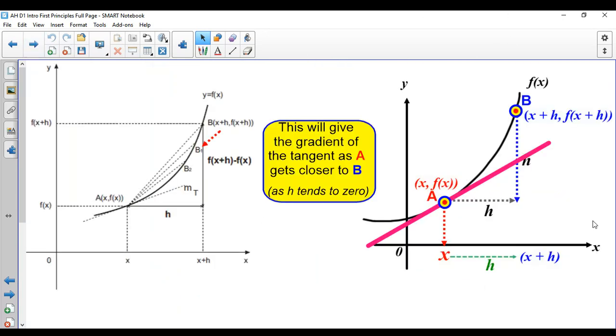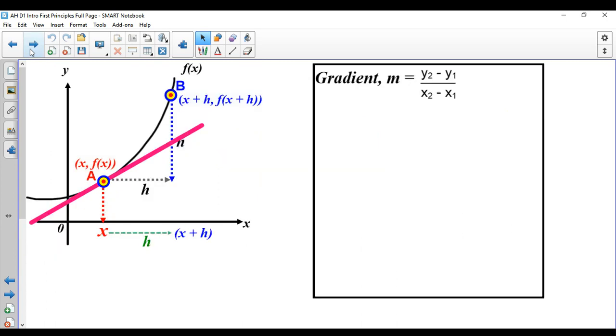What we've got here is the graph that I was using, except I put the line there so that you could imagine the tangent to the line at that point. And over here, I'm showing you that I'm getting closer and closer. The h is getting smaller and smaller, and this will give the gradient of the tangent as a and b get closer together. So eventually, you'll find the gradient. How do we do this? Through calculation of the coordinates.